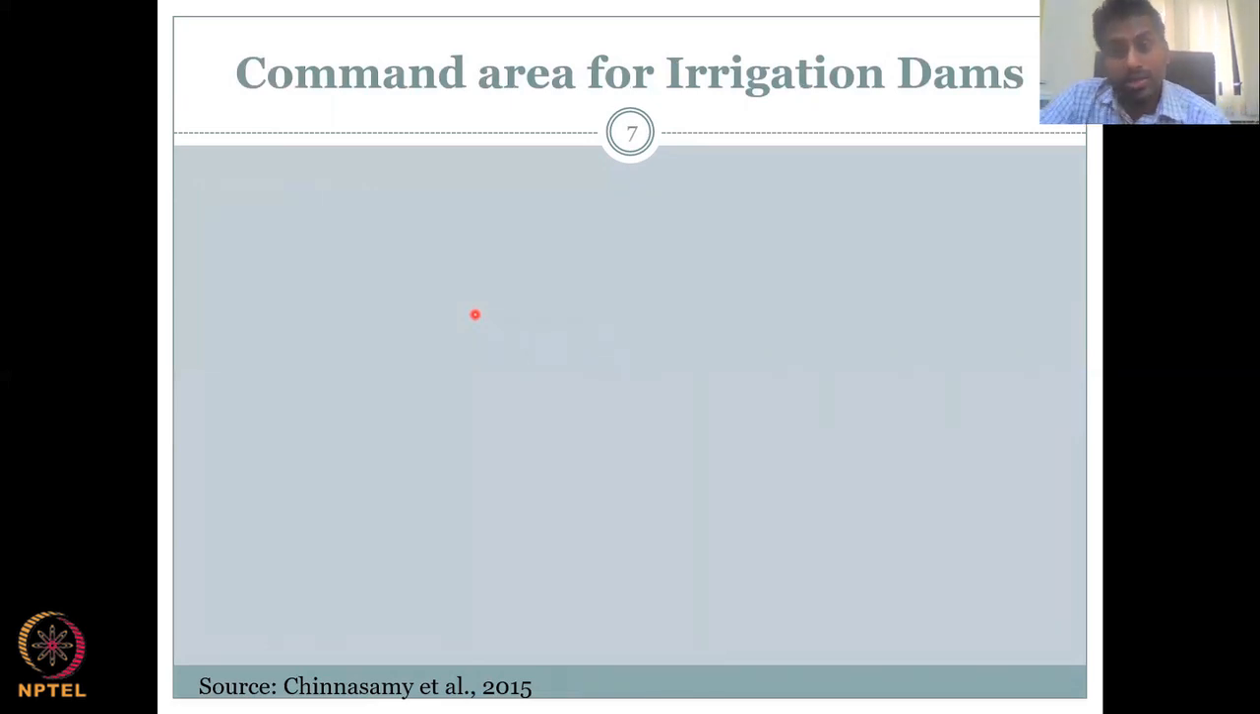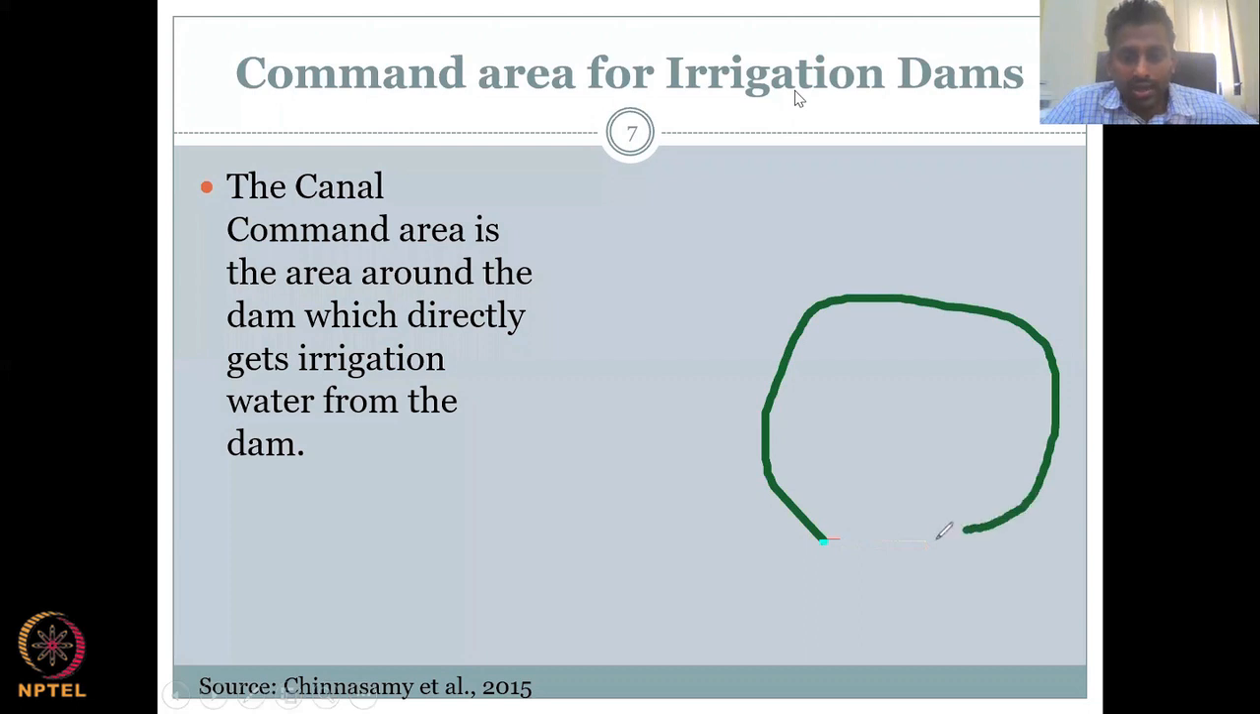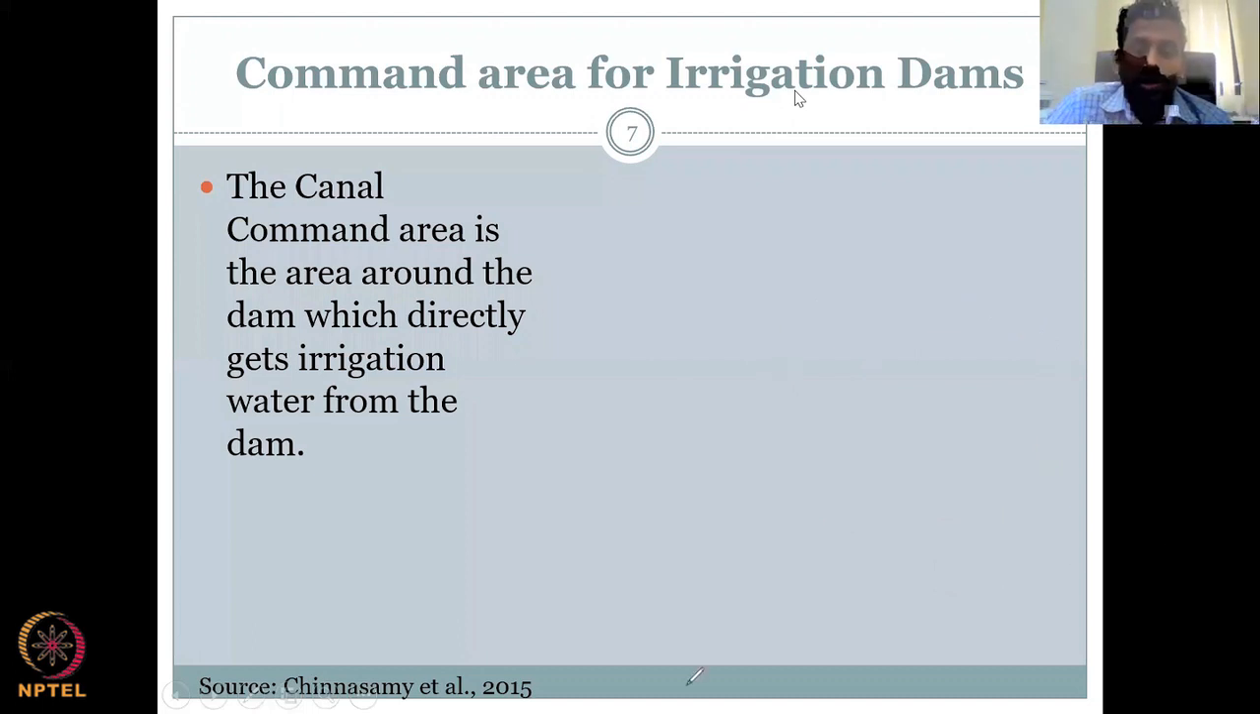Let's discuss the command area, as I said, for irrigation dams. What is the command area? The canal command area is the area around the dam which directly gets irrigation water from the dam. Okay, so for example, I'll just draw something for you to show. First you have the dam. Each dam would have an area on the top and on the bottom. So this is called the catchment area of the dam, where all the rainfall water pools together and comes to the dam. And then you have a command area.